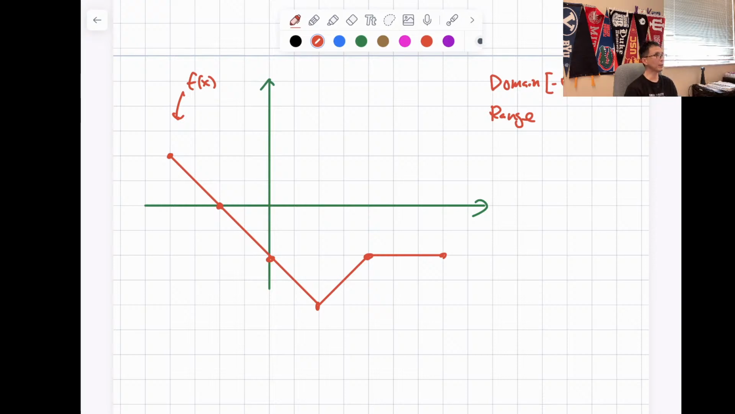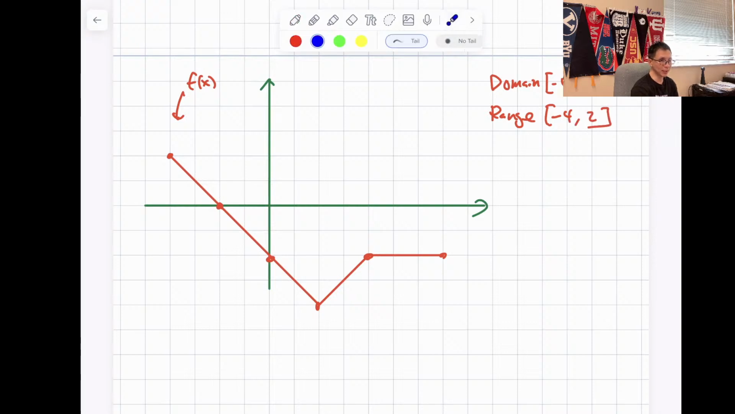How do I know, how does anybody not know how to find domain? Raise your hand. Domain is x. So which x value they start and which x value they end. What will be the range here? Yes. -4 to 2. Good. And it's going to be brackets because they are solid dots.